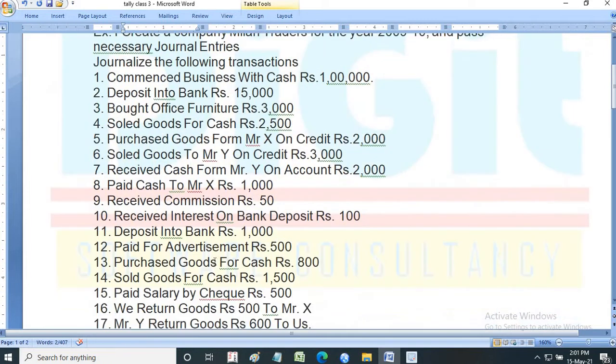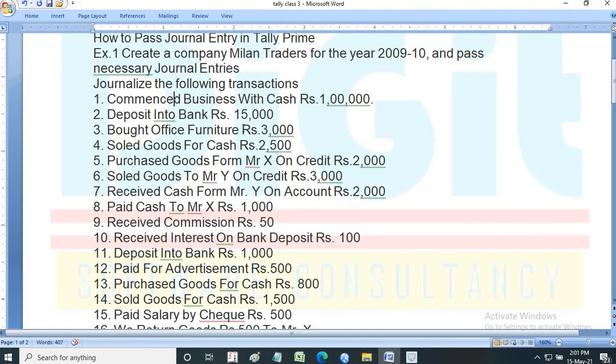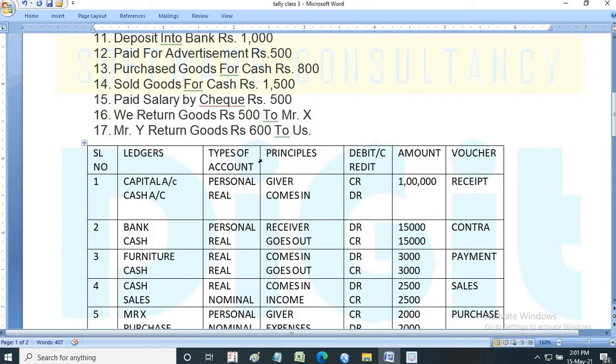So first of all, what you have to do, from the transaction, you find out the ledger name, and then you find their type of account. The type of account also I have already given, right? So capital is a personal account. You see, this is the account of the businessman. This capital account is the account of the businessman, so this is a personal account. And cash, that's a real account. You remember cash is a real account because it's an asset type, right?